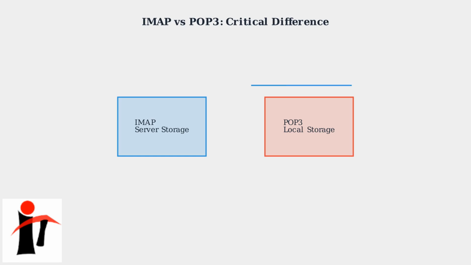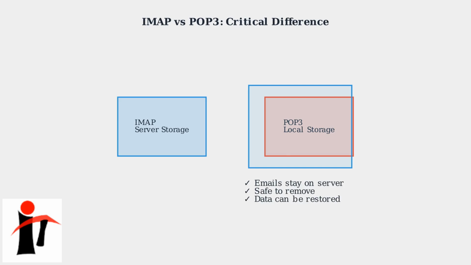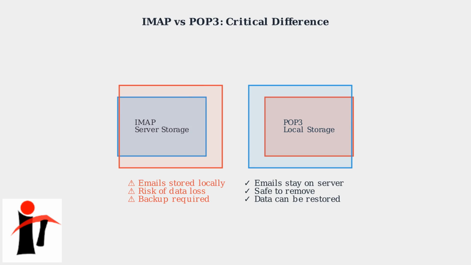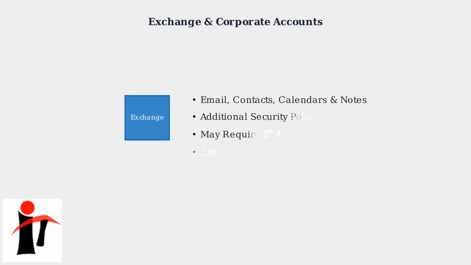With IMAP accounts, your emails remain safely stored on the server. If you remove the account and later re-add it, most of your data will be restored automatically. This makes IMAP accounts much safer to remove. However, POP3 accounts download emails directly to your device. Removing a POP3 account may result in permanent data loss since the emails are stored locally on your iPhone, not on the server. Exchange and corporate email accounts require special consideration.